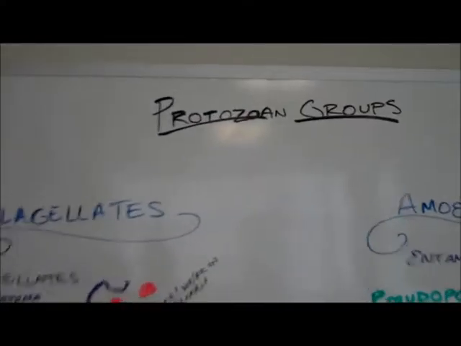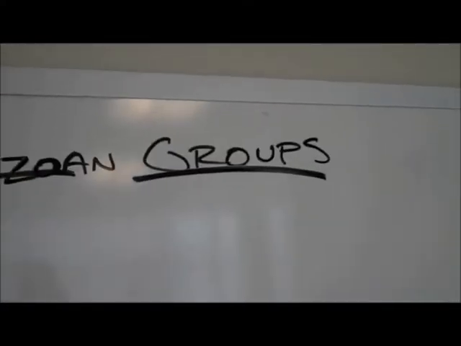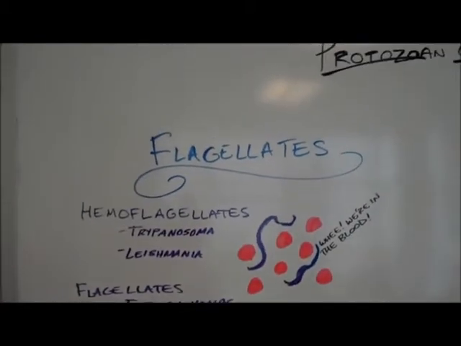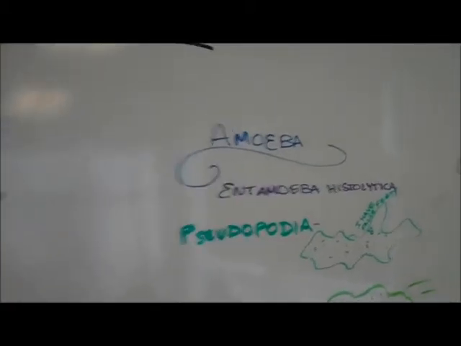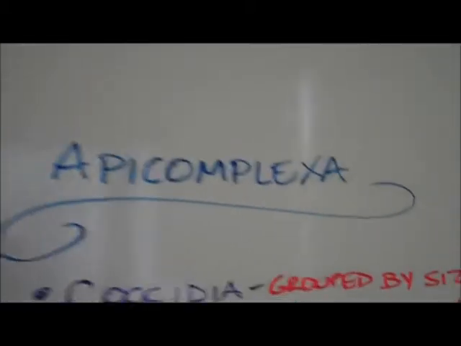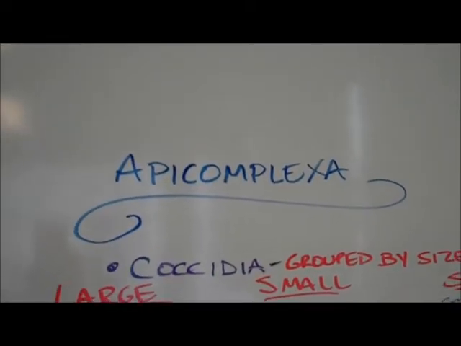So here we have the protozoan groups. Protozoan groups. We have 4 groups: flagellates, amoebas, ciliates, and apicomplexa. Now we break it down.